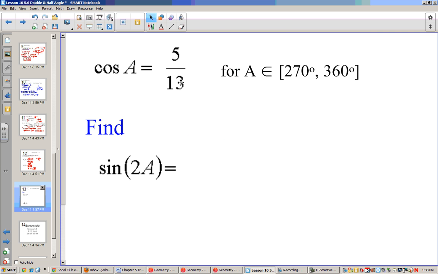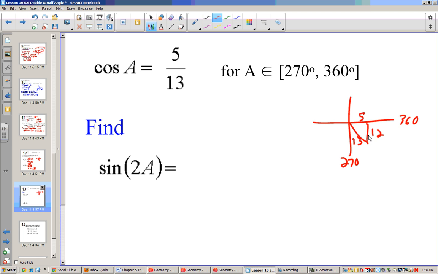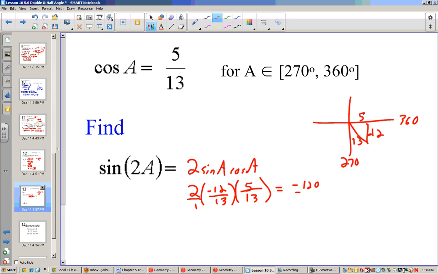If we know the cosine of A is 5/13 between 270 and 360, we know 270 is down here, 360 is right here. The cosine is 5/13. Hopefully you know with your special rights, this side over here is 12, and we should throw a negative because it's going down. If it says sine of 2A, we know that this is 2 sine A cosine A. And the sine of A is going to be the opposite, which is negative 12 over hypotenuse, which is 13. And the cosine is going to be 5/13. So now when I multiply this across, it's going to be 10 times 12, which is negative 120, all over 169.